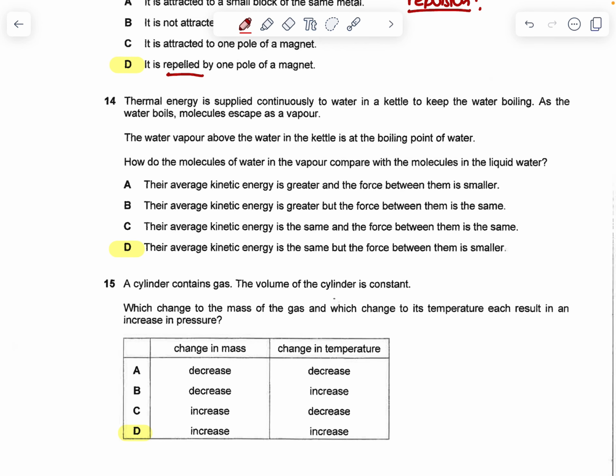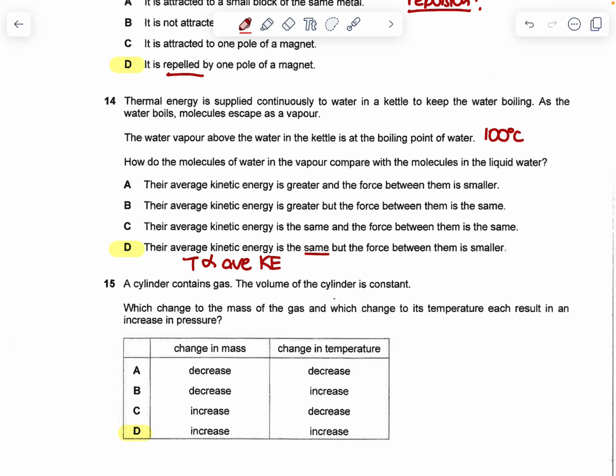Question 14. Thermal energy is supplied continuously to water in a kettle to keep the water boiling. As the water boils, water molecules escape as vapor. The water vapor above the water in the kettle is at the boiling point of water. How do the molecules of water in the vapor compare with the molecules in liquid water? So average KE is actually proportional to temperature. Since the temperature is both at the boiling point of water, 100 degrees C for pure water, the average KE is the same.